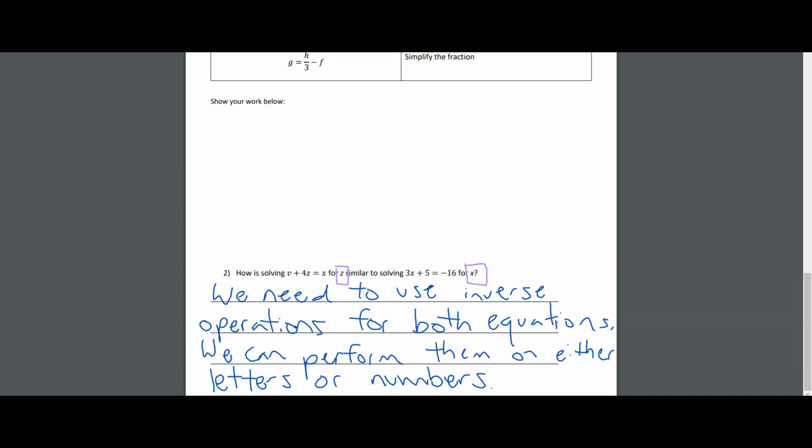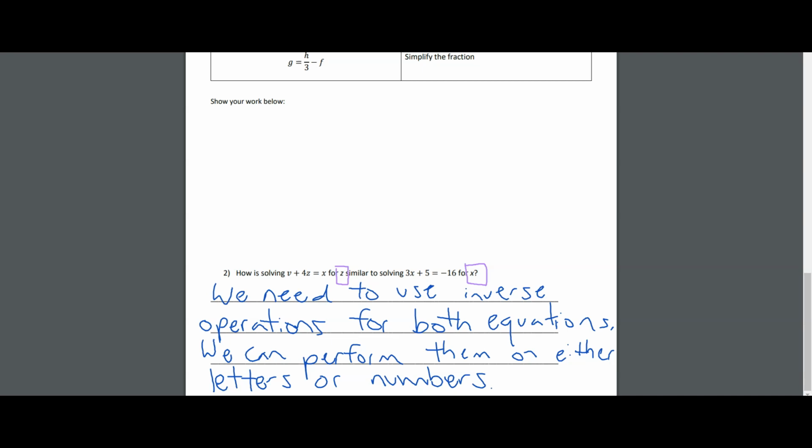The only difference is we may be performing those inverse operations on more so letters than numbers in the first equation. And then in the second equation, we're dealing more so with numbers. But inverse operations, the way we use them is no different when we have letters or numbers. They work the same way, right? If we need to move something that's negative, we're going to add, regardless of whether it's a variable or whether it's a number. So just because you see more letters, don't let that trip you up.